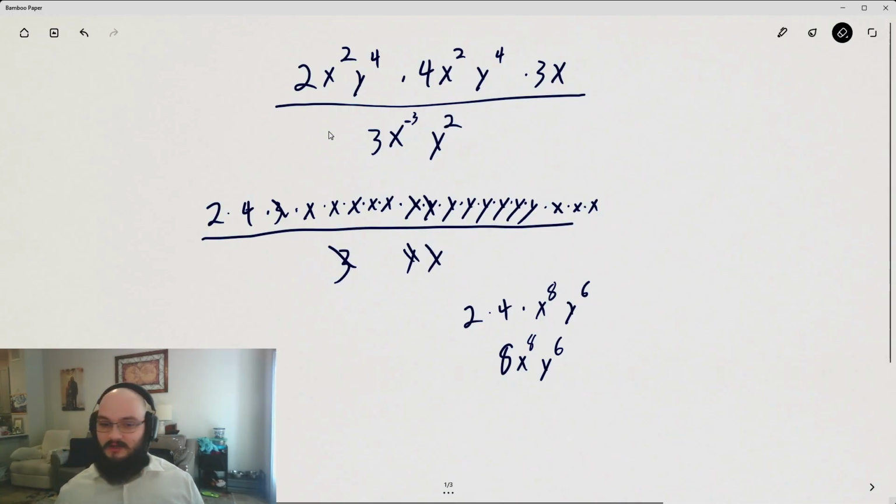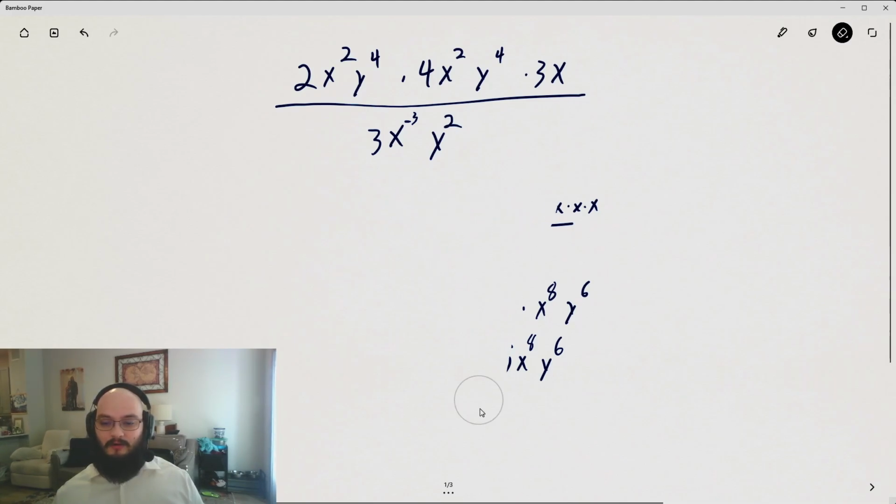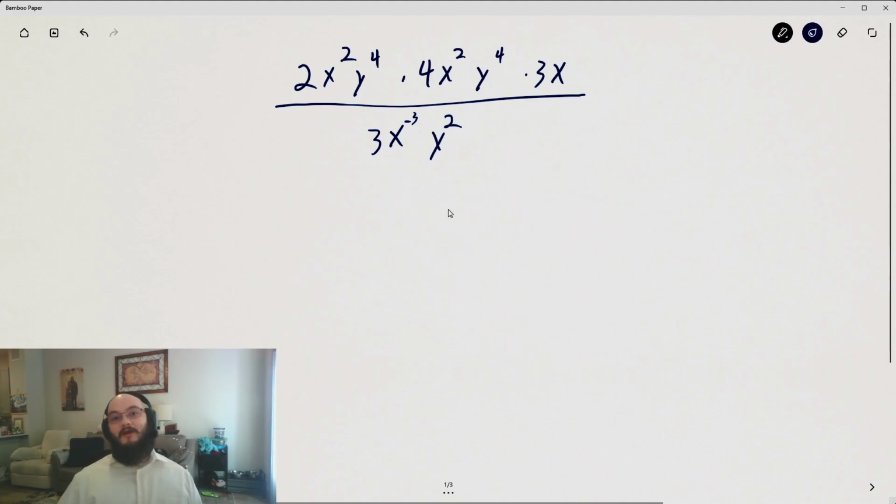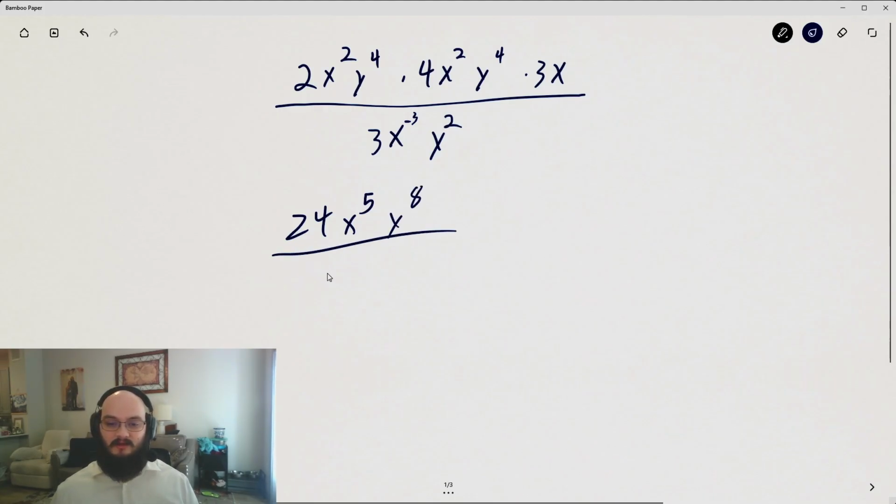So let's redo this using our exponent properties. First, let's simplify this numerator. We're going to have all of our constants. 2 times 4 times 3 is 8 times 3, is 24. Then we have x to the second, x to the second, x to the first. That is 5 of those x's. Then we have our y's, y to the fourth, y to the fourth, that is y to the 8th, over 3x to the negative third y squared.